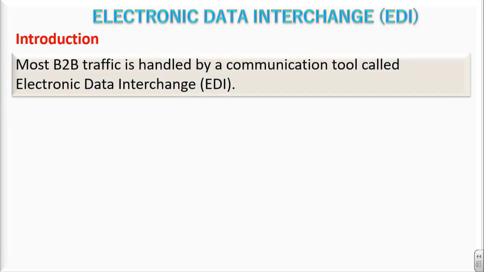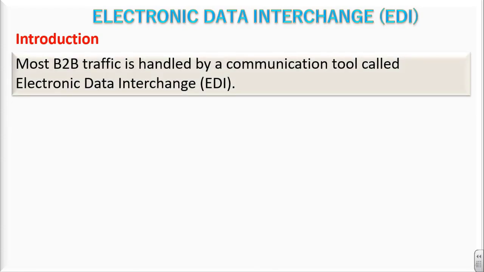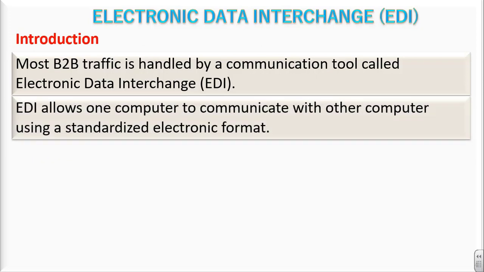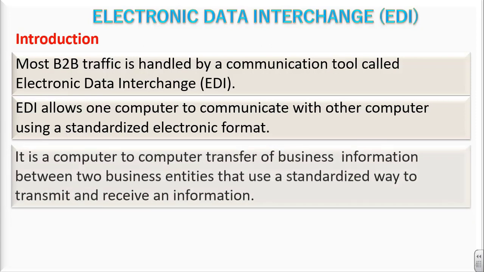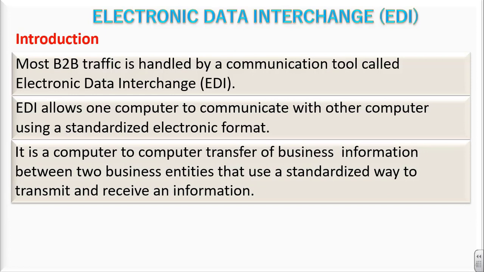Introduction. Most business-to-business traffic is handled by a communication tool called electronic data interchange, that is EDI. EDI allows one computer to communicate with another computer using a standardized electronic format. It is a computer-to-computer transfer of business information between two business entities that use a standardized way to transmit and receive information.